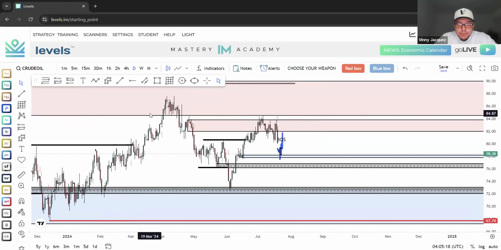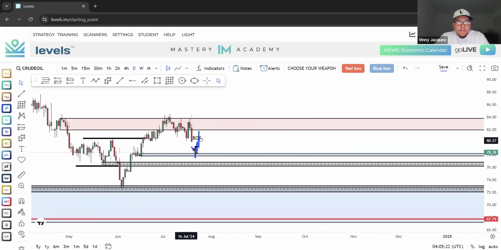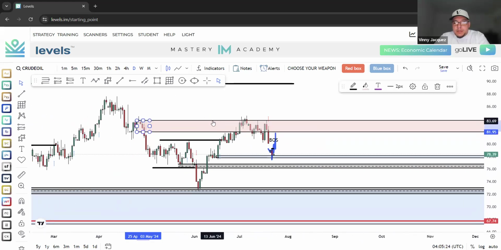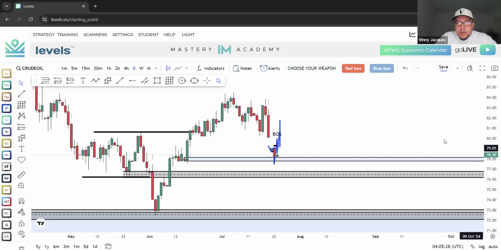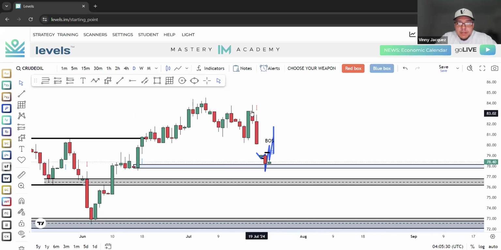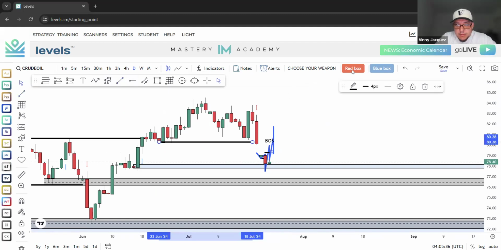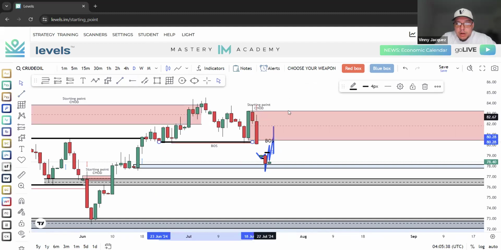We can delete this. This has already been respected. So now the one we need to break and close above is this starting point right here. We have a breakout levels letting me know. If I press red arrow, that's the starting point right there.